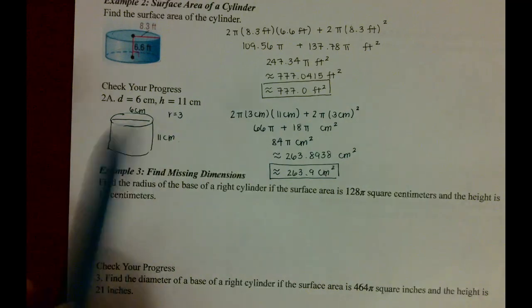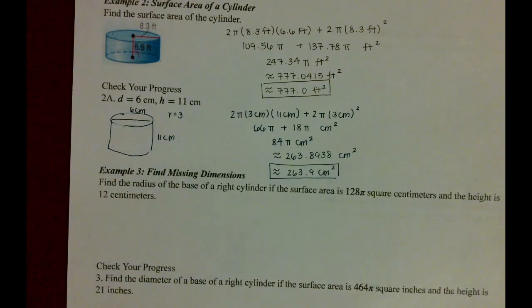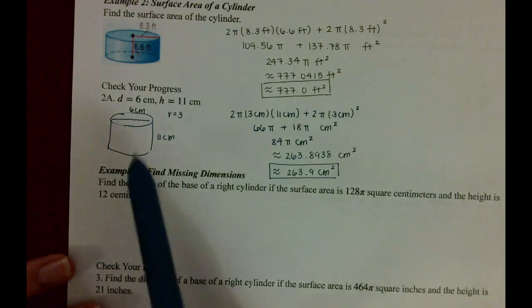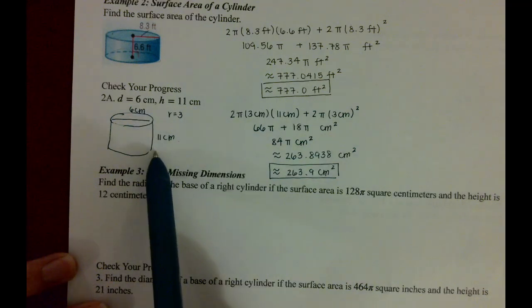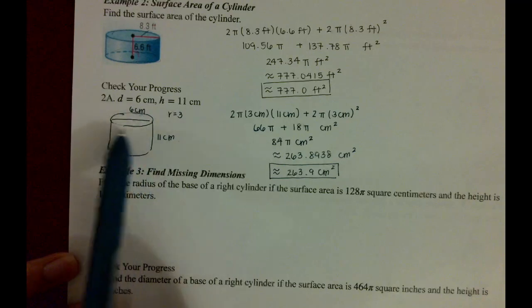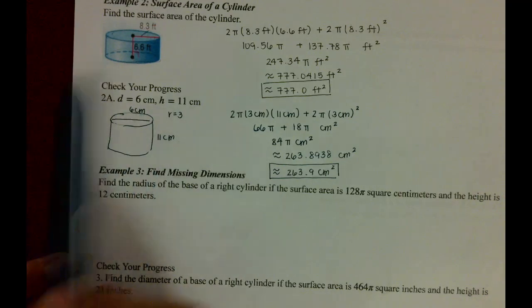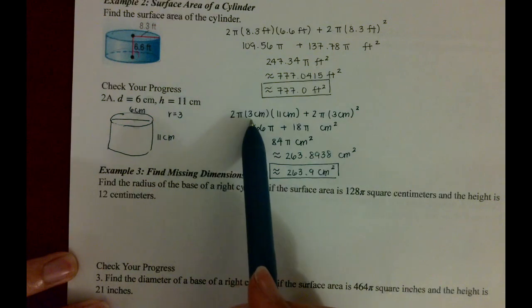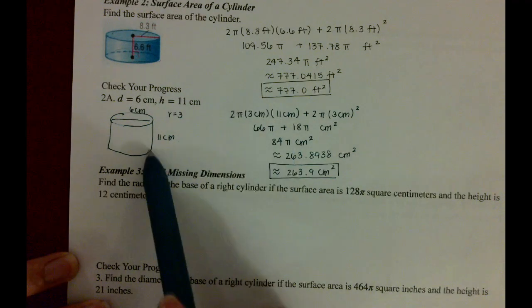Okay, so I drew the cylinder just because it helps to visualize it at times. Okay, so the diameter here is 6 centimeters, which means the radius is 3, right, because it's half of that, and the height is 11. Okay, so the surface area, I want the wraparound, so that's the circumference times this. That will give you the rectangle if it's unfolded. So that's why it's 2 pi, radius is 3 centimeters times 11 centimeters.